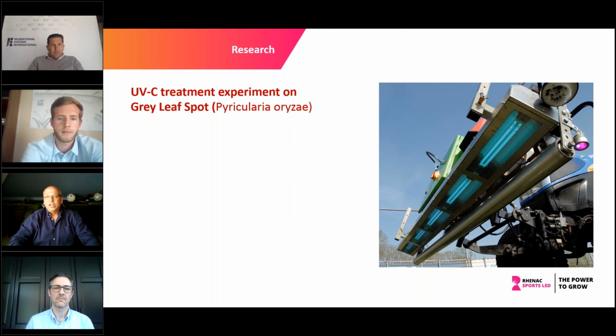So in the picture, you can actually see the machine that's built to apply the treatment, and it's nicely covered. So once it's on the ground, it will not distribute any radiation outside the treated area. So it's safe to use.